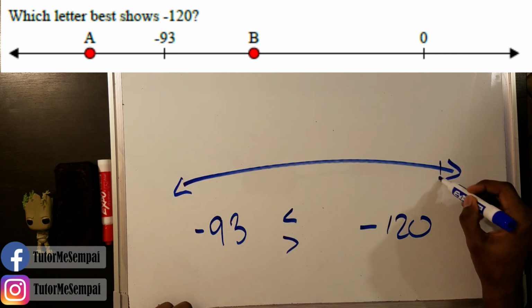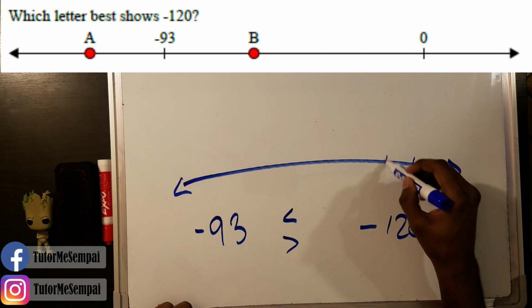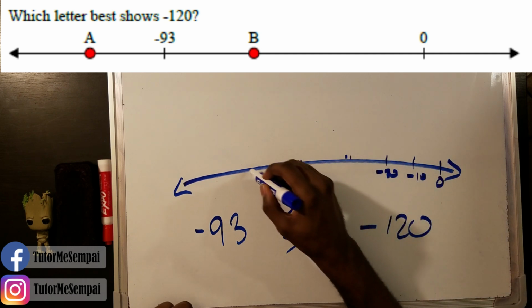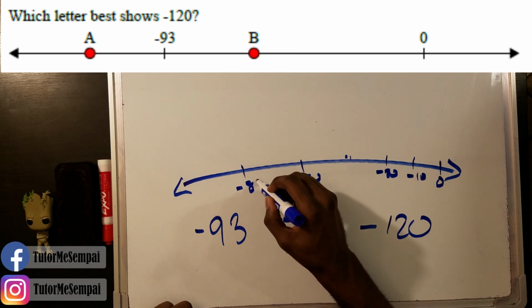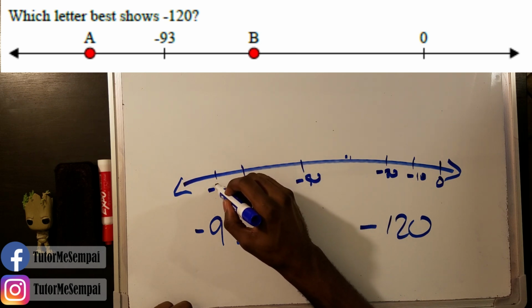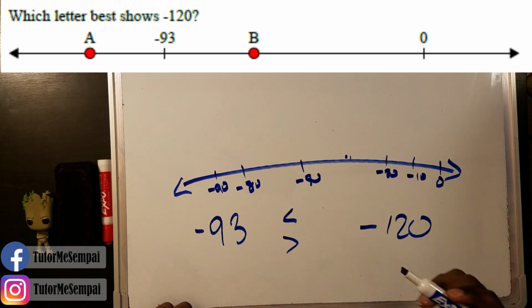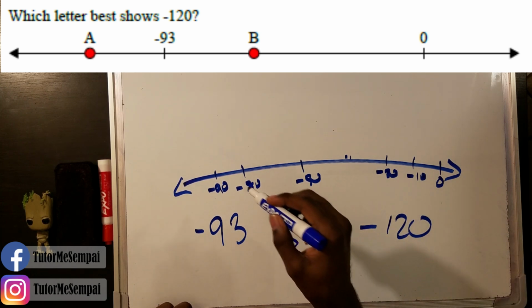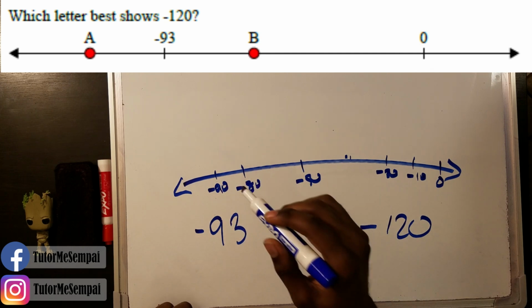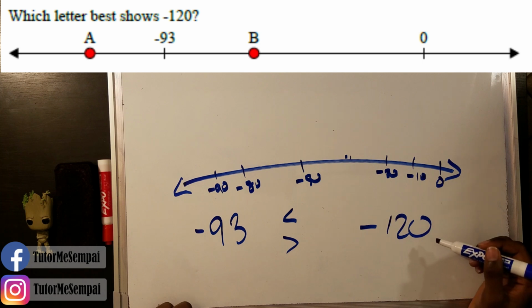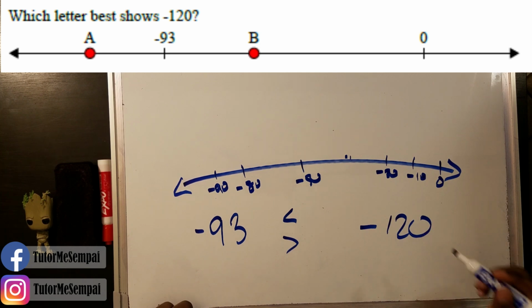You're still counting, let's say -10, -20, -50, -80, and you're going to hit a -90 before you get into the hundreds. Therefore, -93, since you're hitting it first, it's higher on the number line than -120. -120 has to be less.